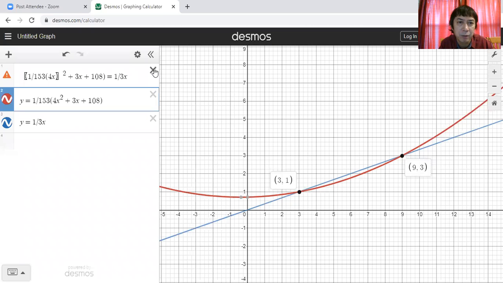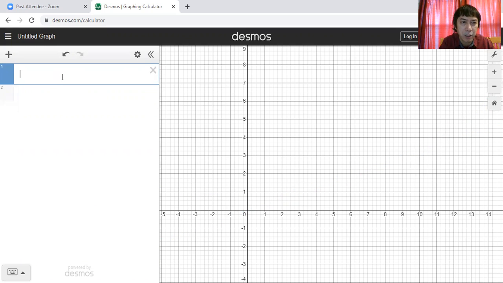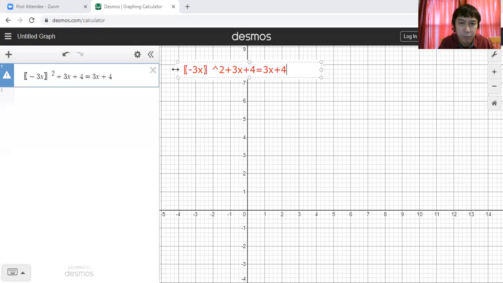Erase the previous problem, and then we paste our next. This is for number 13. Okay, so this will be negative 3x squared plus 3x plus 4 equals 3x plus 4. Again, we will be solving this using two equations, one for the left side, one for the right side.